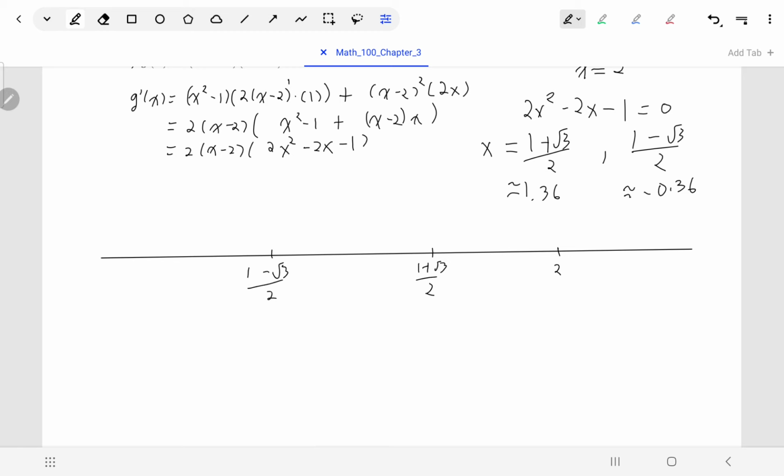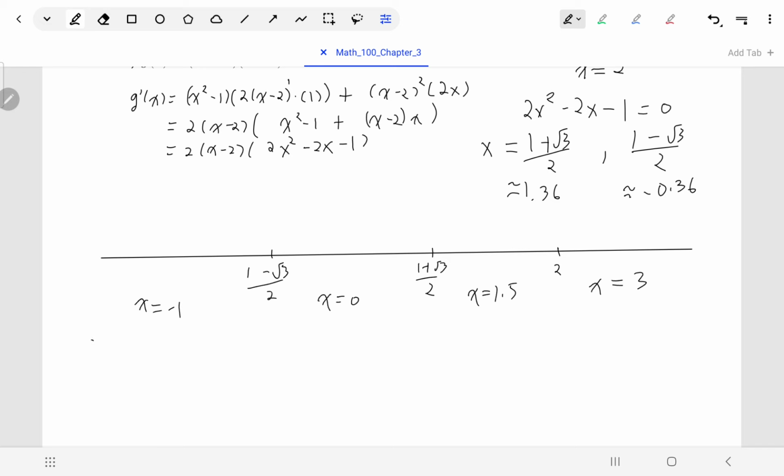And now let's figure out what we are going to choose for our x values. So this x value that we have here is negative 0.36 thereabouts. So something smaller than that might be negative 1. Between negative 0.36 and 1.36, 0 would be a convenient choice, or 1. I'm going to choose 0. And then between 1.36 thereabouts and 2, I guess 1.5 would be a good choice. And then for larger than 2, I will choose 3.